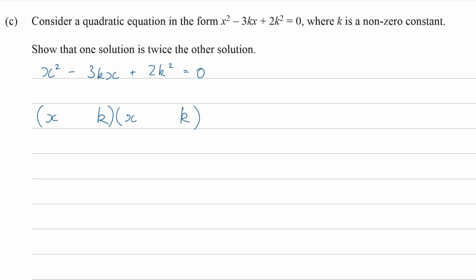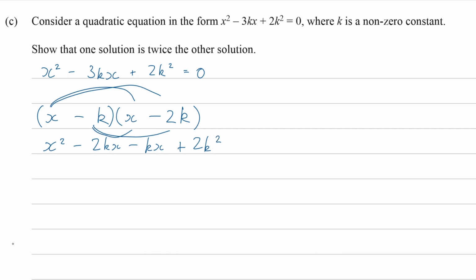So to get to 2, we could do 1k plus 2k. But you'll notice when we expand that out, we'd get plus 3kx. So to get minus 3kx, we must subtract. And let's just double check. X times x, x squared, x times minus 2k, minus 2kx, minus k times x, minus kx, minus k times minus 2k, plus 2k squared. So that checks out.